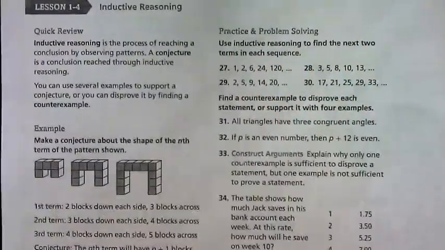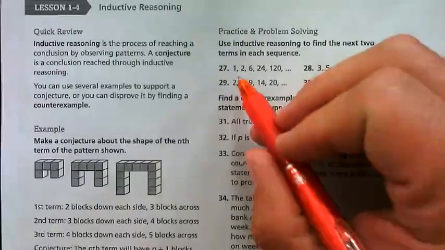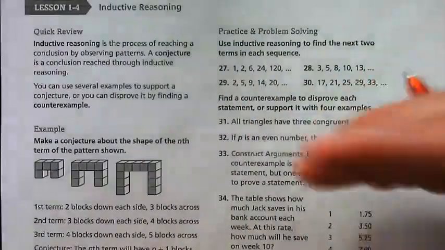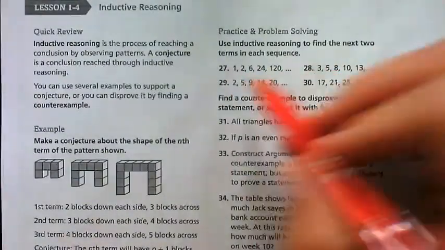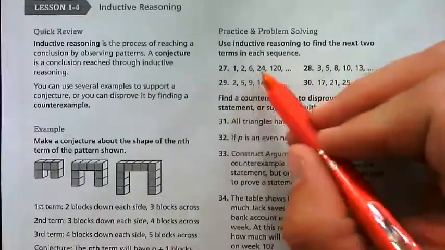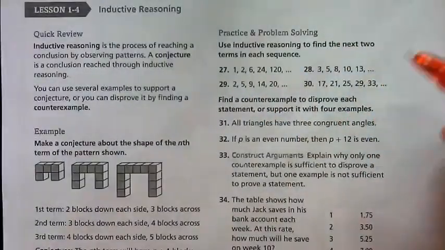Again, inductive reasoning is when you're making observations, identifying a pattern, and then applying that pattern. So you're coming up with a conjecture, a prediction. Now apply it to this. We have 1, 2, 6, 24, and 120.